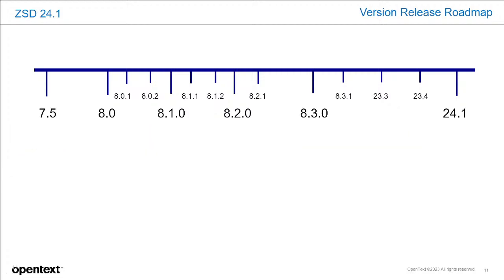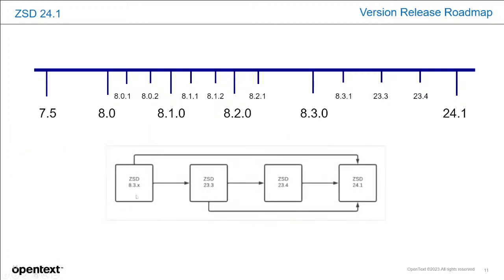Now, if you're on one of the latest ones, like 8.3x or 23.3, 23.4, you can go directly to 24.1. So from 23.3, you can go directly. 23.4, you can go directly. Now, you could go to each one of these if you want, if you're testing and you're not ready to go to 24.1. But just so you know, if you're on 8.3x and 23x, you can go directly. All right.